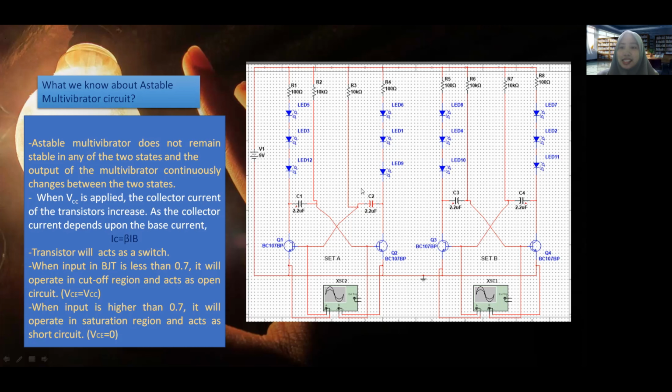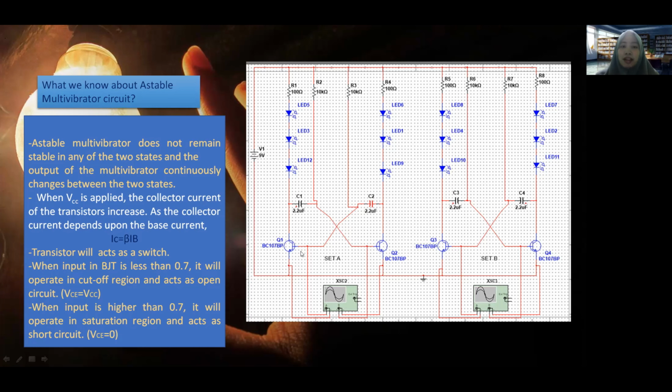Therefore, this is the circuit that we have created in Multisim to create the Hari Raya blinking light. We have two sets of astable multivibrator circuits, set A and set B, connected through the same voltage, V1 is equal to 9 volt. Okay, therefore I will explain the working of set A only, because they have the same process and the same working principle.